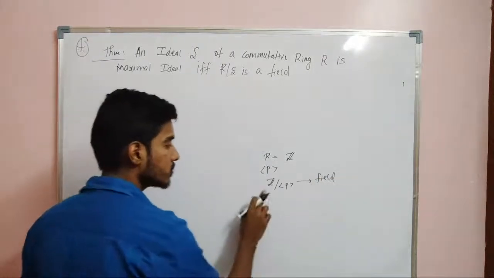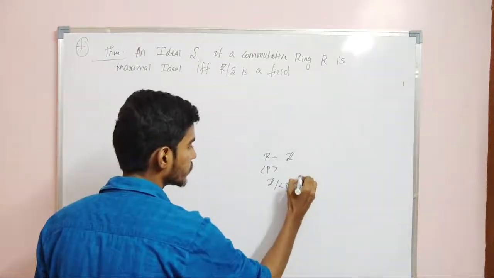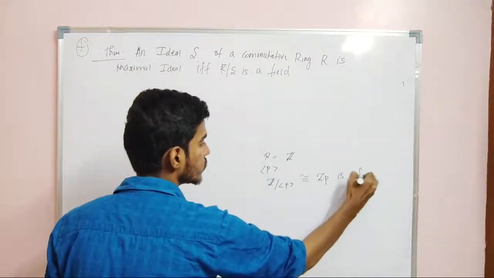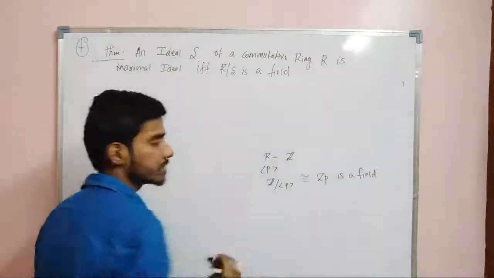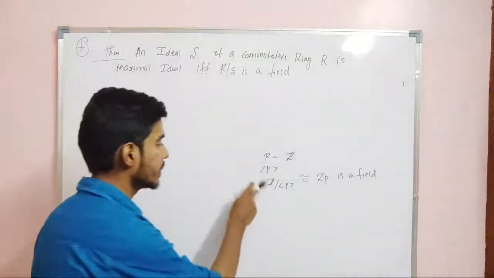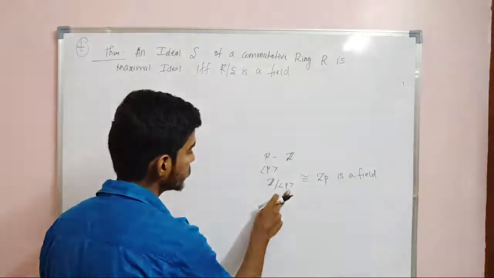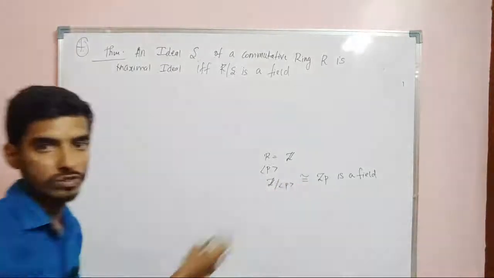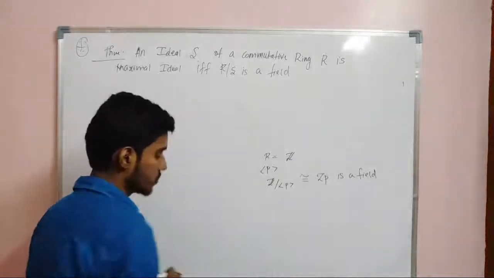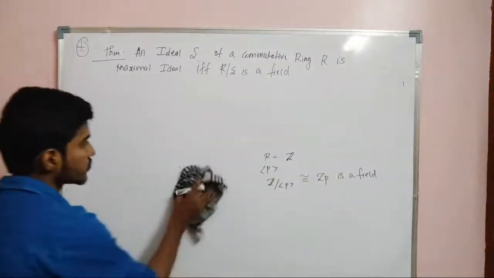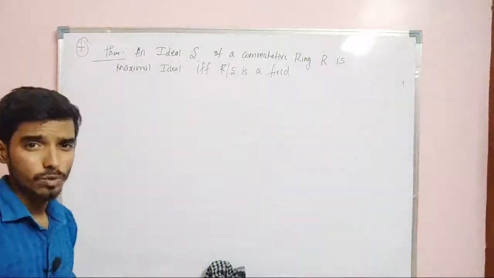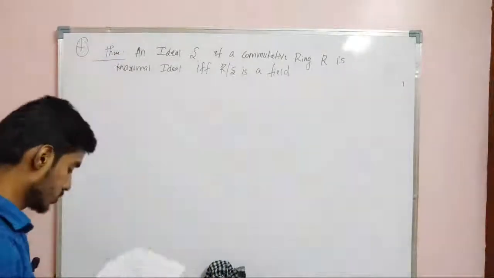So clearly Z by P is isomorphic to ZP, and we know ZP is a field, right? So that's why a prime will generate a maximal ideal. The quotient ring generated by P will be isomorphic to ZP, and ZP is a field if P is a prime. So it will prove this. You just form the quotient ring of that ideal. If that quotient ring turns out to be a field, then that ideal will be a maximal ideal.